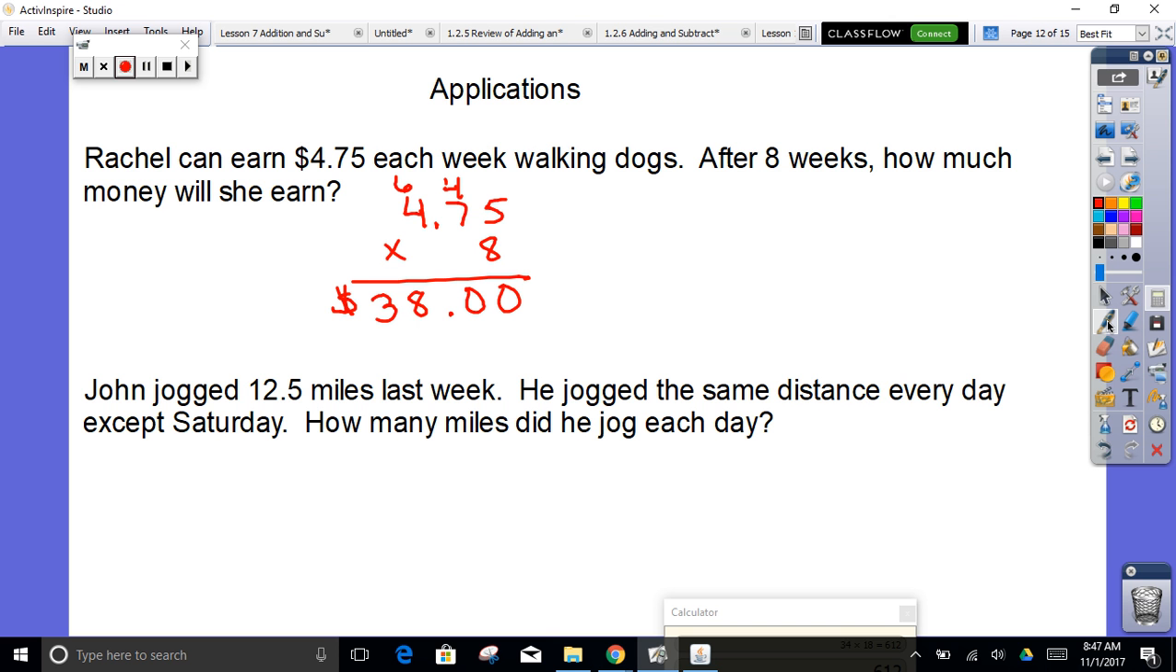Okay, John jogged 12.5 miles last week. He jogged the same distance every day except Saturday. How many miles did he jog each day? Okay, how would I solve this problem? Braden, what do you think? Divide 12.5 divided by 6. Good, 12.5 divided by 6.